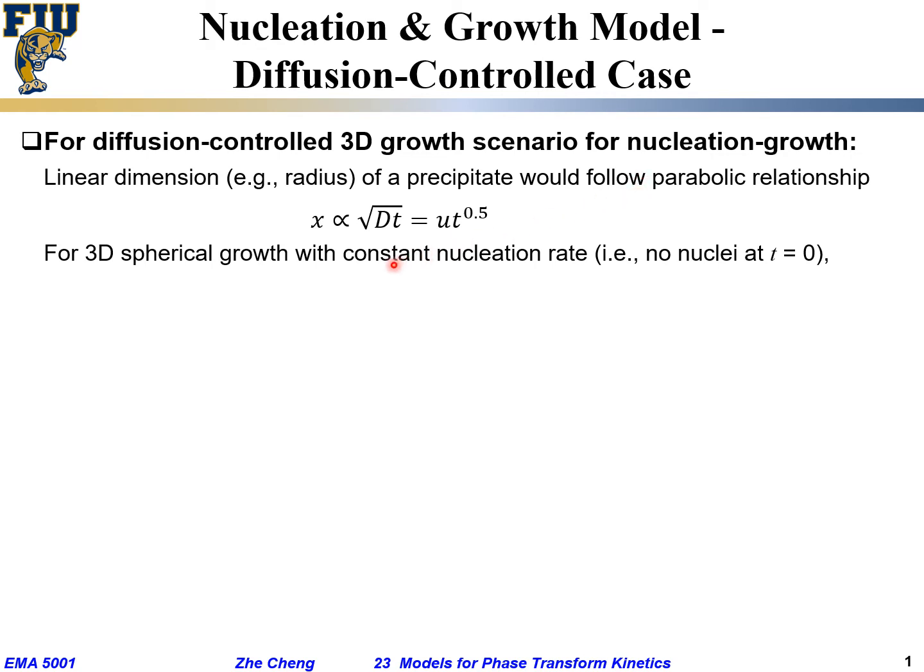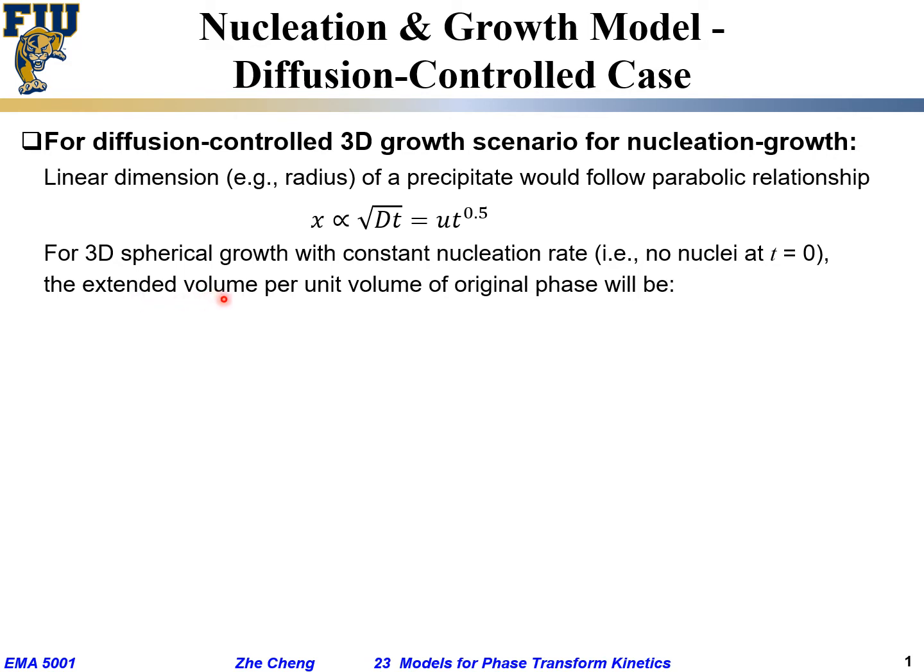And if we say the growth is three-dimensional spherical growth, and the growth is accompanied with a constant nucleation rate, which means over time, per unit untransformed volume per unit time, the number of new nuclei formed is a constant value. And also at the beginning, when t is 0, there are no nuclei.